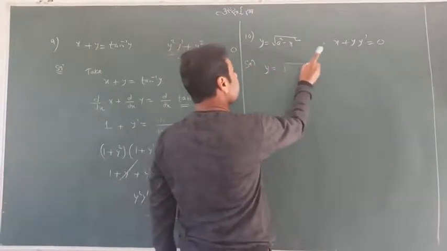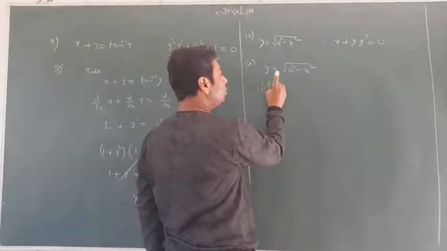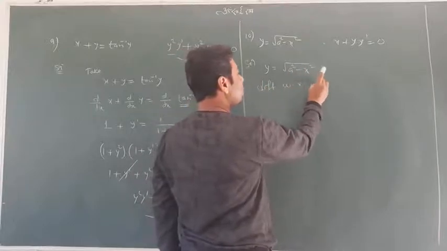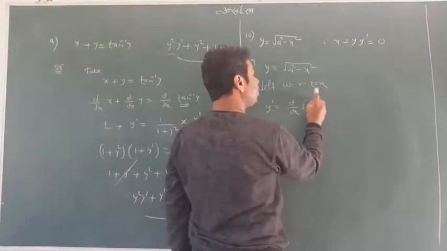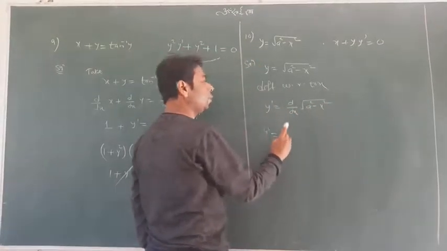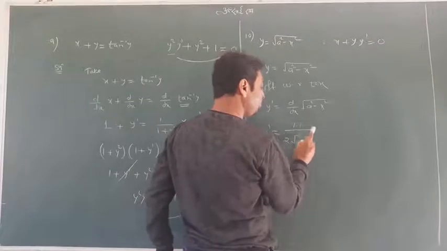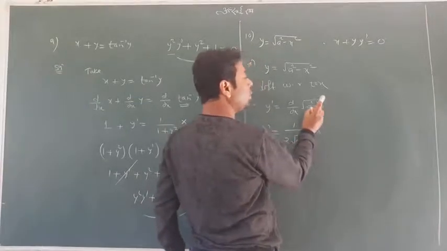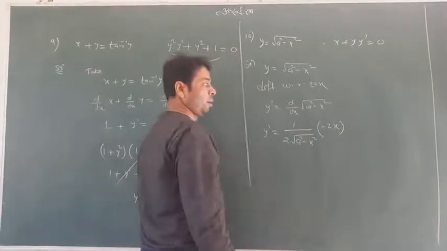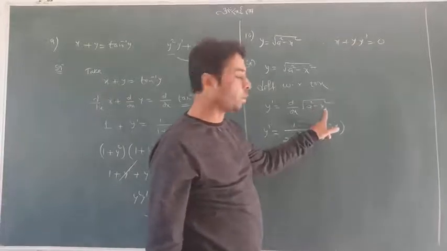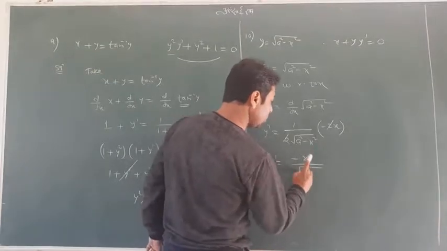Solution. y equal to square root of a square minus x square I am having. I do differentiation both sides with respect to x. Differential of y is y dash, and d by dx of this is still the same. Now y dash equal to, what about differentiation of this one? 1 upon 2 into the same, and the differentiation of a square is 0 and of x square is minus 2x. 1 upon 2 into the same, and now again differentiation of this one is this. So 2 and 2 will cancel, and we have y dash equal to minus x upon square root of a square minus x square.